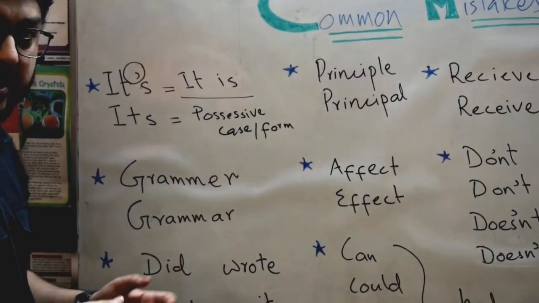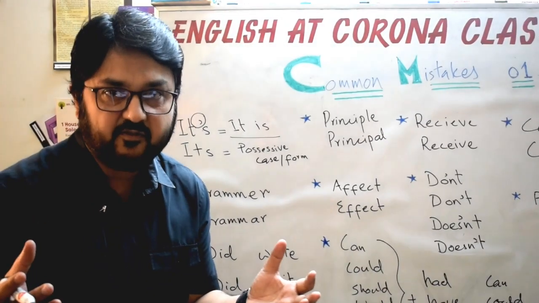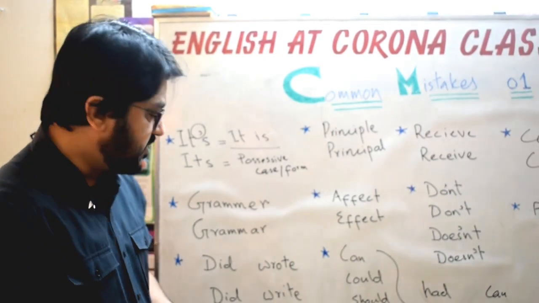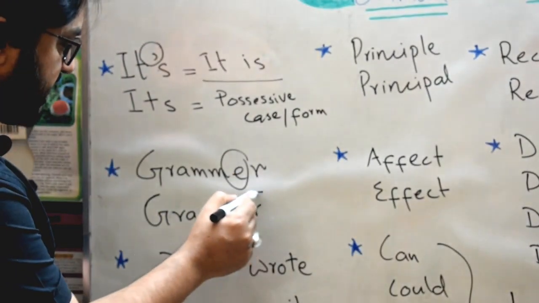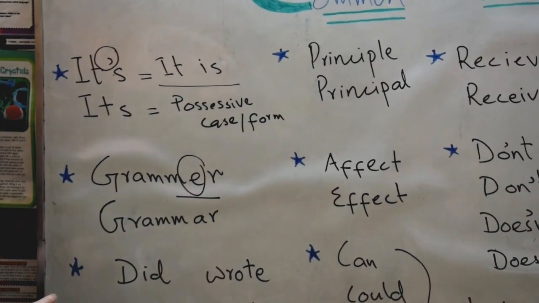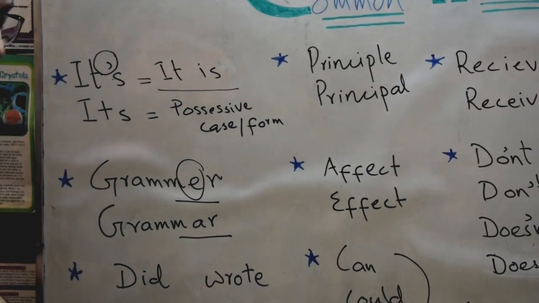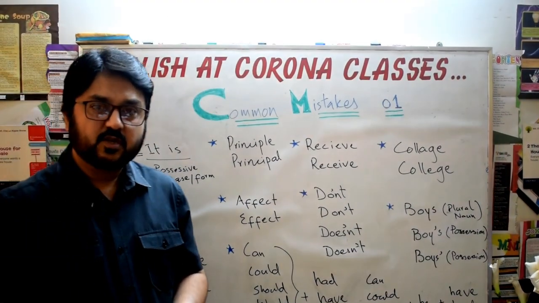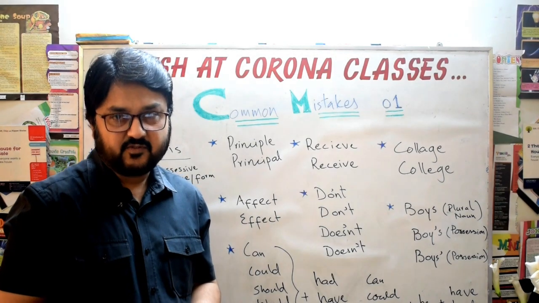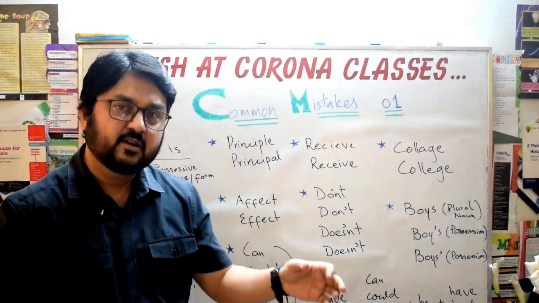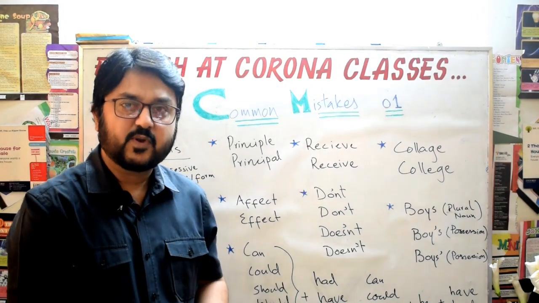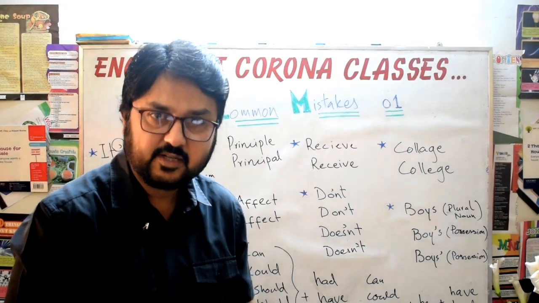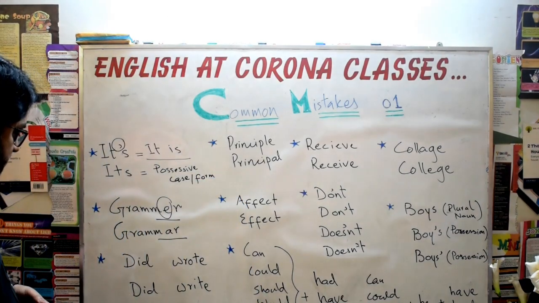This is a very painful mistake for a teacher to see: students writing the spelling of grammar with an E at the end before R. What is the correct spelling? G-R-A-M-M-A-R. Grammar. Especially from the schools which are named grammar schools, if you have notebooks where everywhere the word grammar is written with the spelling G-R-A-M-M-E-R, it is painful for a teacher. Now come to the next mistake.